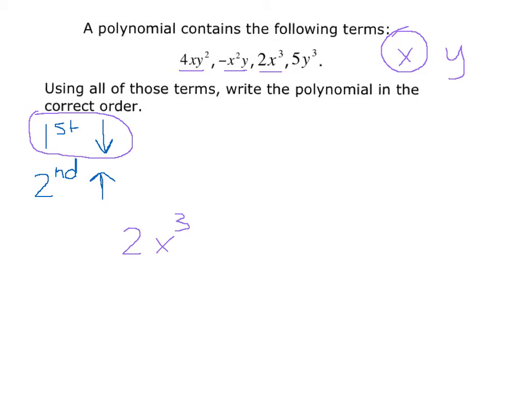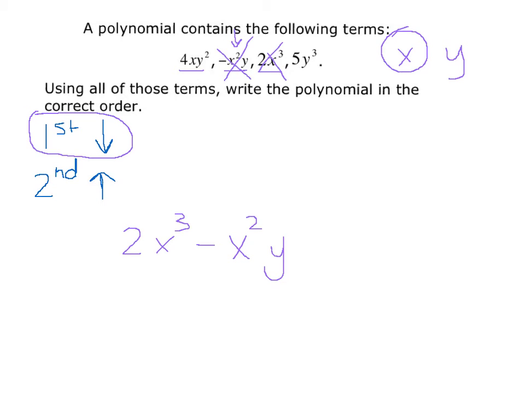Now we want those x terms to decrease, so we've used this one. So now we need to decrease by 1, and we have an x to the second power. So we have a negative x squared y. So we've used this term now.